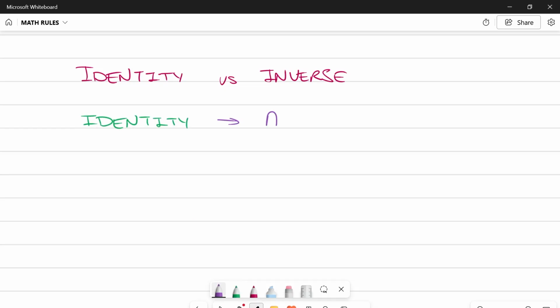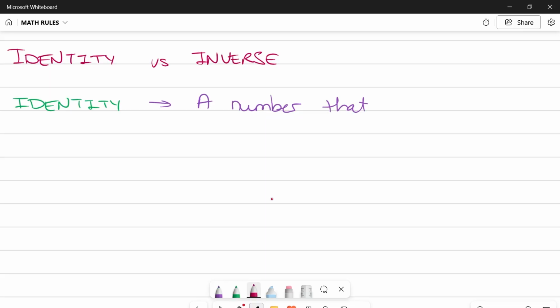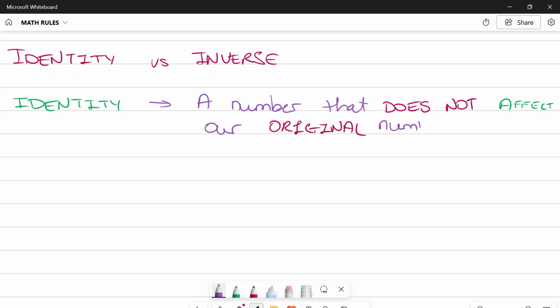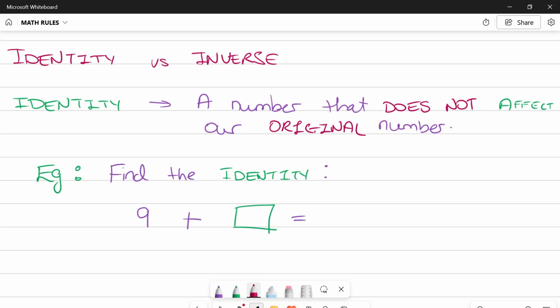The identity is a number that does not affect our original number. Let's look at an example. Suppose we have to find the identity of 9 when doing addition. So what is the identity of 9 when doing addition? The identity has to be a number that does not affect our original number. So the identity cannot affect our original number, which is 9.